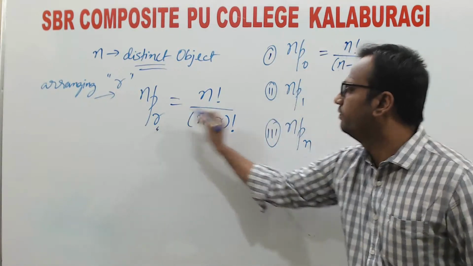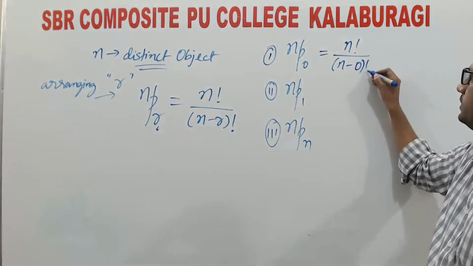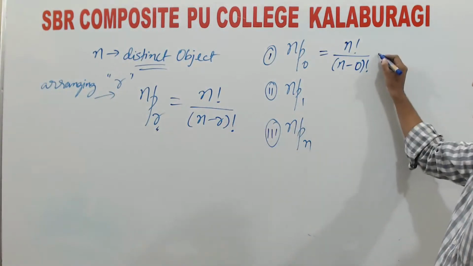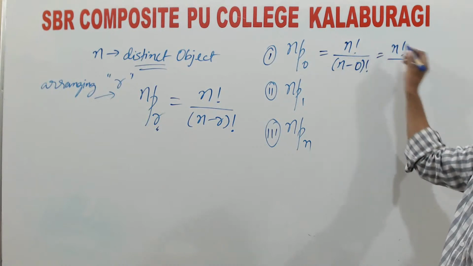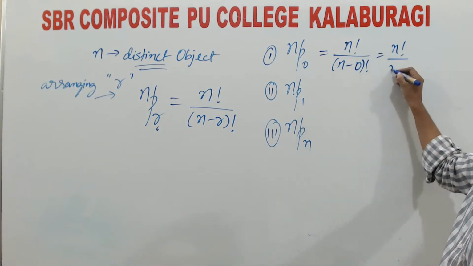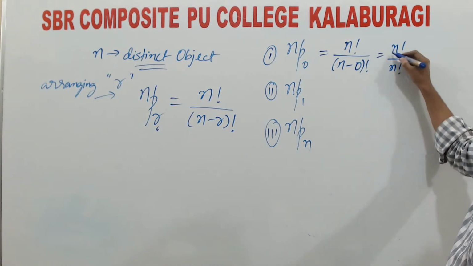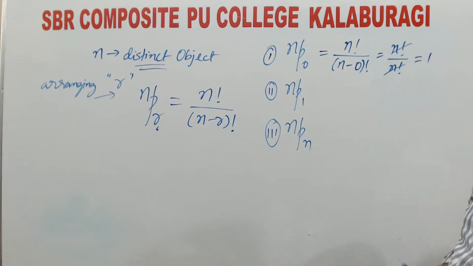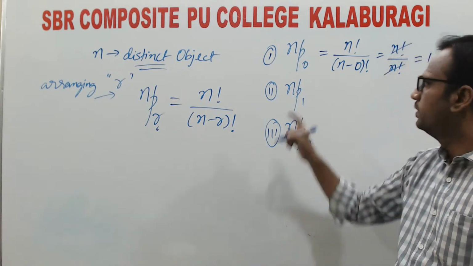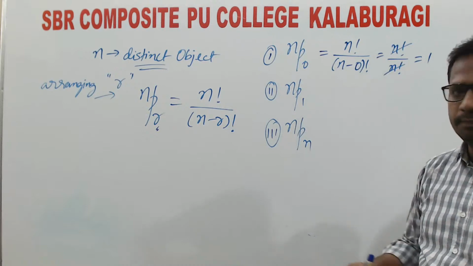Instead of r we have 0. That's all. Simply we have to substitute here. What happens now? N factorial in the numerator as it is, n minus 0 is n. Again it is factorial here. Just cancel it. What do you get? 1. So you have to remember this value. nP0 is what here? 1.